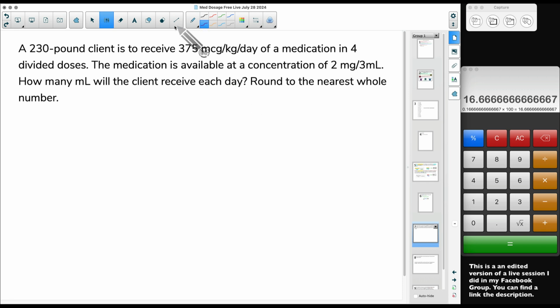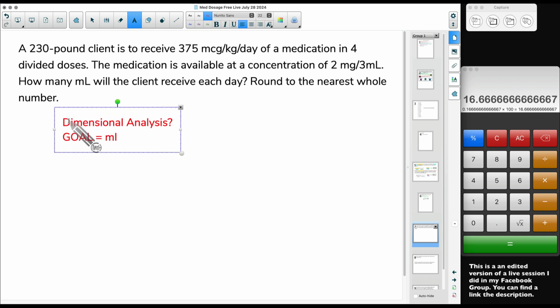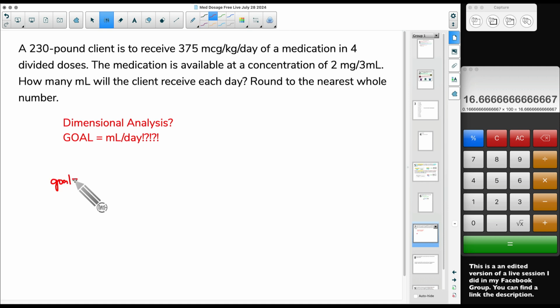Whereas if you follow dimensional analysis, what's the first thing? Goal. How many milliliters per day? That's what we're trying to figure out here, y'all. So our goal, we have two words. Absolutely, these two words are important. Somebody said, oh man, I've overlooked the day. I get it. But our goal is how many milliliters per day. I did this on purpose. Some of y'all may have got stuck with the 4 divided doses. I'm going to go ahead and tell you, I could care less about those doses for this problem, and dimensional analysis will explain why. So our goal is milliliters per day.